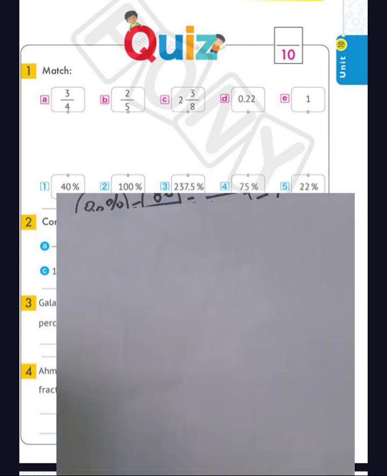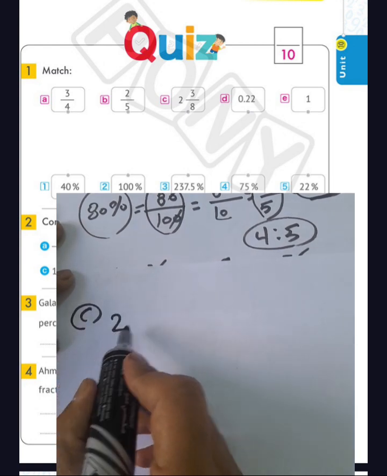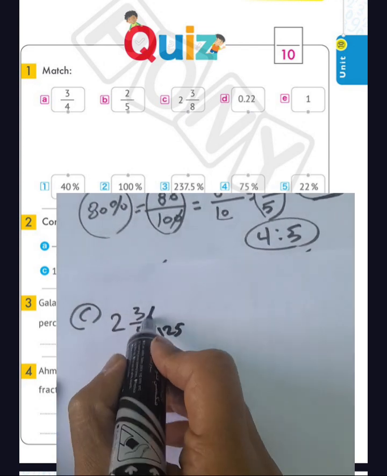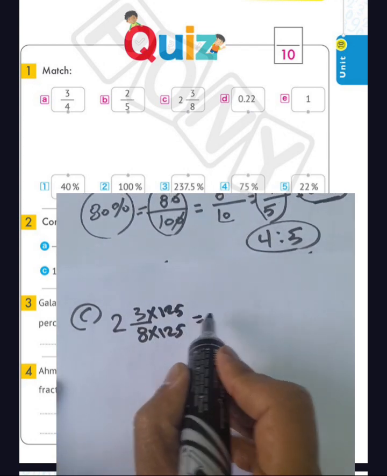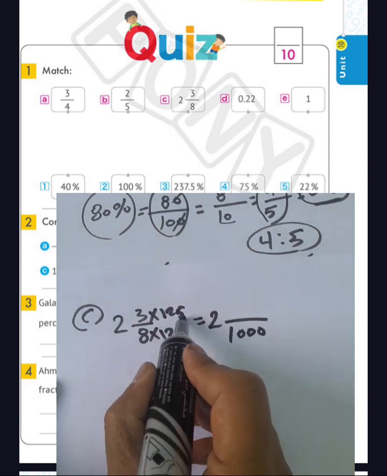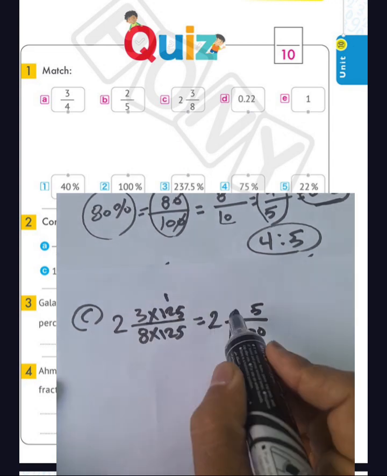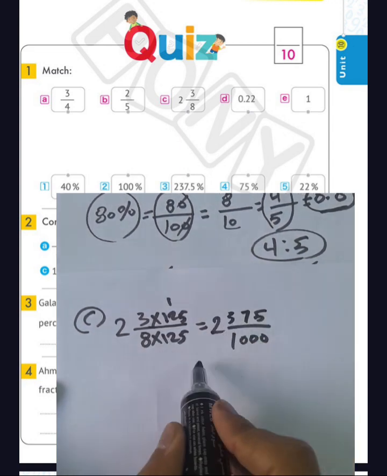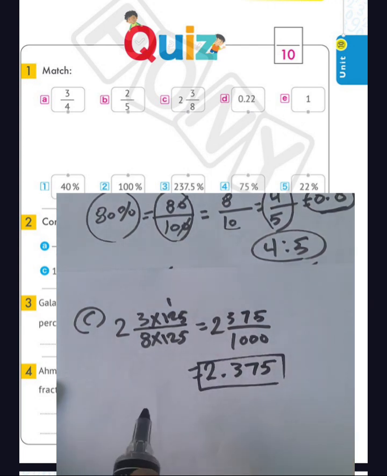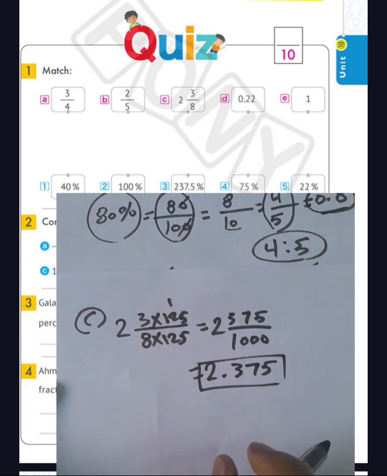Next, question letter C, we have 2 and 3 over 8, multiply the numerator and denominator by 125, right? 8 times 125 equals 1000, and 3 times 125 equals 375, then the result will be 2.375. Okay. And we must convert these fractions to percentage.